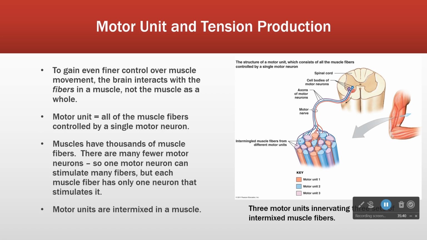So we have these two different kinds of things. An eye muscle, for example, has lots of motor units, each with only a small number of fibers, because it has to move quickly and precisely, but doesn't have to move anything heavy.